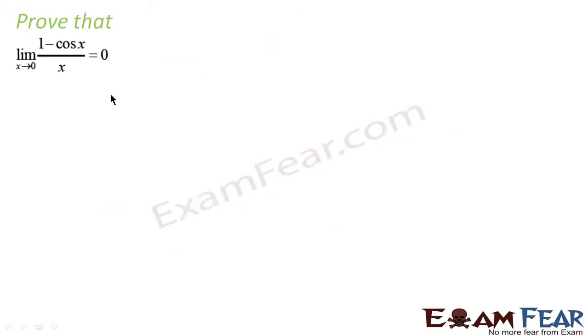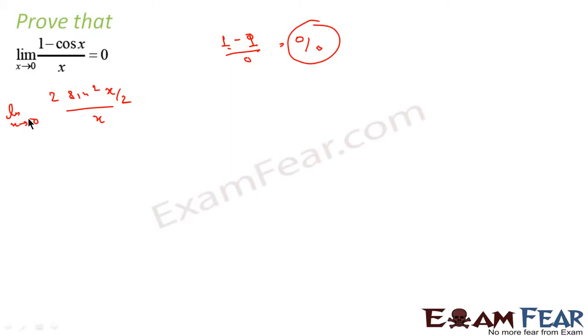So in this example, we have to prove that limit x tends to 0 of (1 minus cos x) by x is equal to 0. Again, first let's put the value 0. What do we get? 1 minus cos 0, and cos 0 is 1, so it is 0 by 0 form. That means we can do something for this. We will rewrite it. 1 minus cos x, we know, is nothing but 2 sin square x by 2. So we can write this as limit x tends to 0 of 2 sin square x by 2, divided by x.